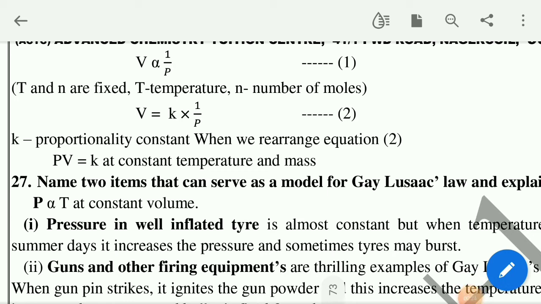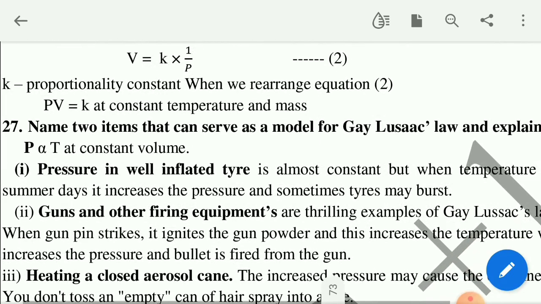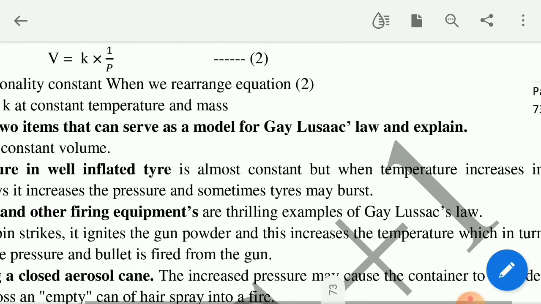So T and n are fixed. T is the temperature, n is the number of moles. V equals K into 1 by P, where K is a proportionality constant. When we rearrange the equation, PV equals K at constant temperature and mass. The next question: name two items that can serve as a model for Gay-Lussac's law and explain.